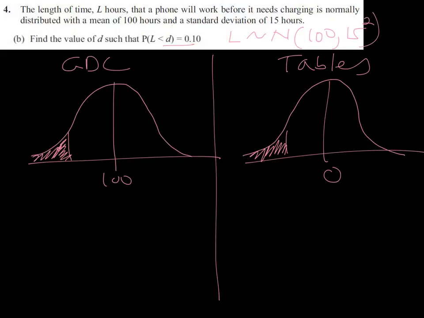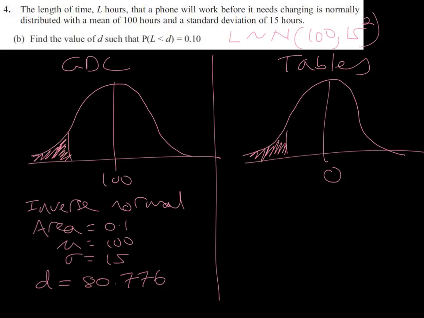So this approach is essentially going to be using the inverse normal distribution function on the calculator. So we're going to distributions and then inverse normal. We're trying to find the value of D such that the probability that the random variable L is less than D is 10%. So again, always start with a sketch. Roughly we've got something like this: 10% of the data, or there's a 10% chance that the data has a value lower than D. So just sketch it by marking D on here.